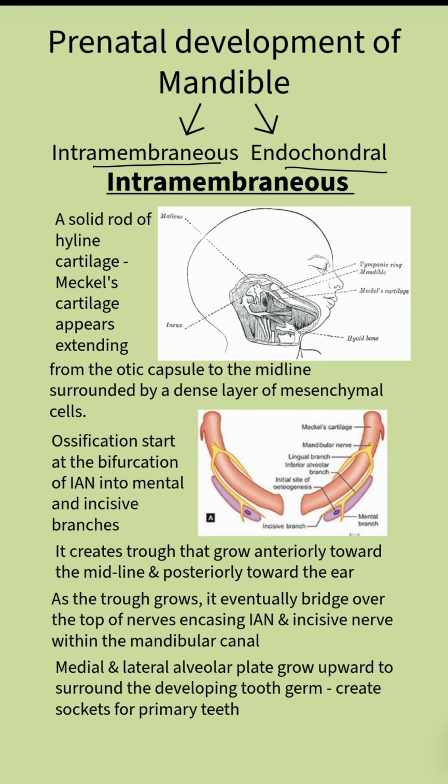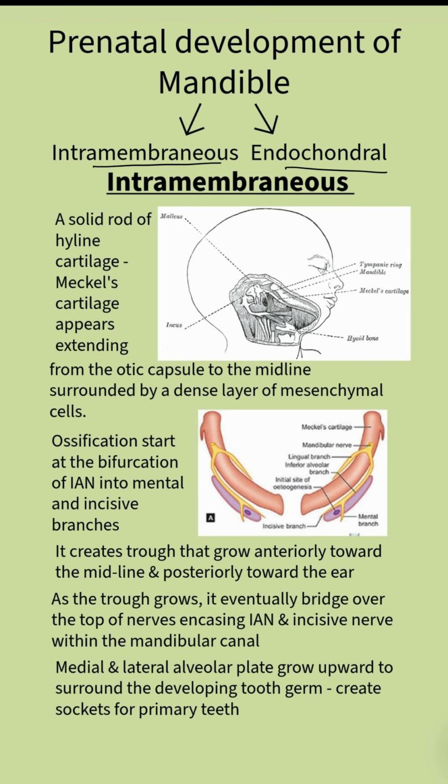Intramembranous bone forms directly within a sheet of soft fibrous connective tissue. Here the mandible uses Meckel's cartilage as a scaffold. In endochondral bone formation, the body creates a temporary model out of hyaline cartilage first and then replaces that cartilage with bone. This is how the condyle is made, using secondary cartilages like the condylar cartilage.